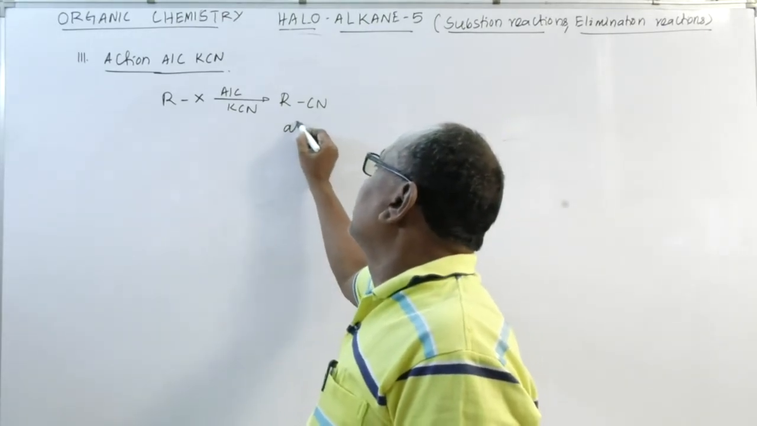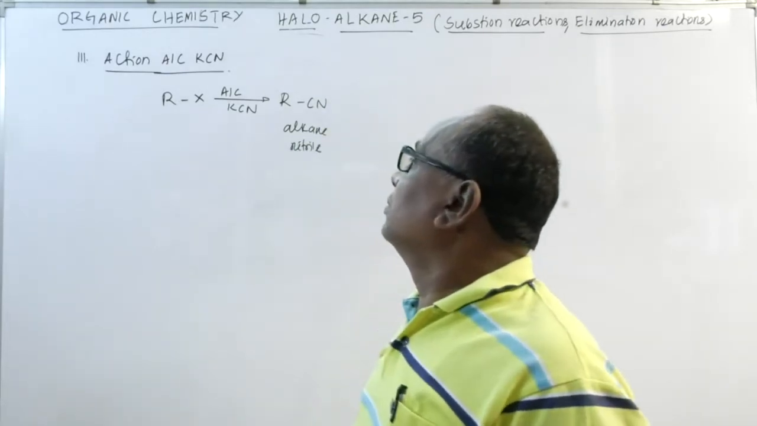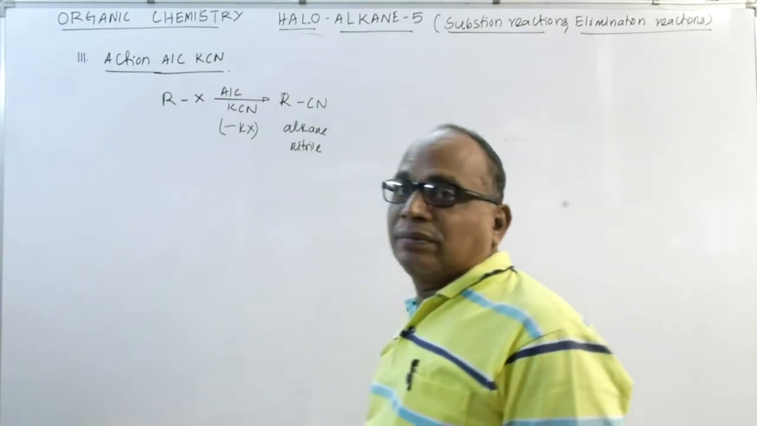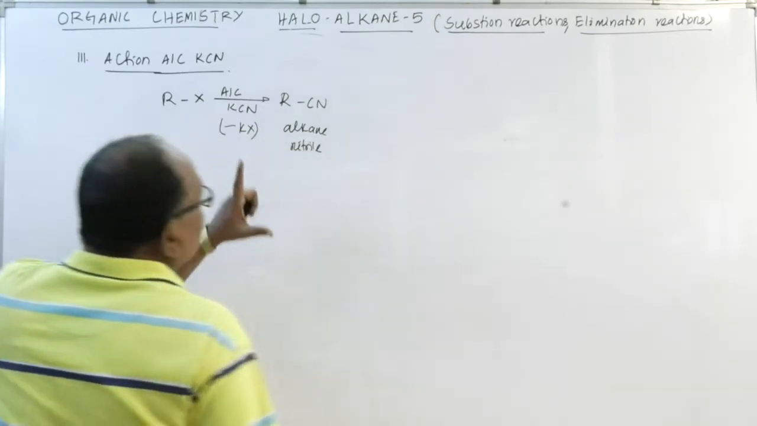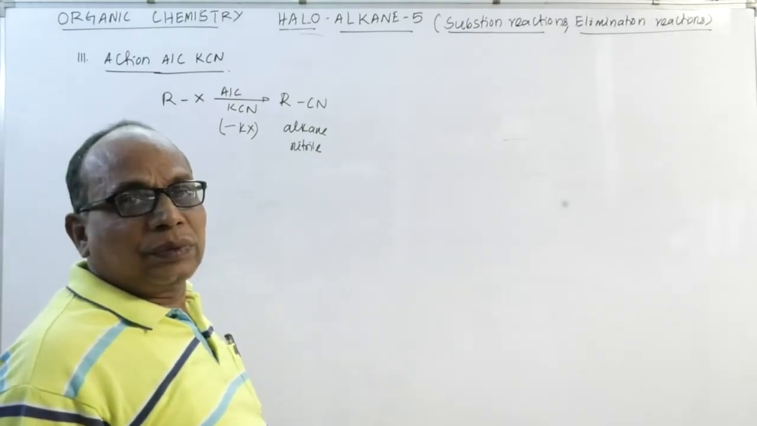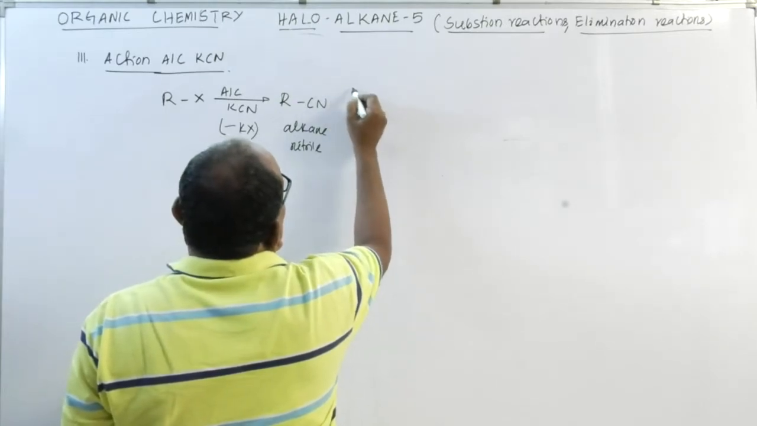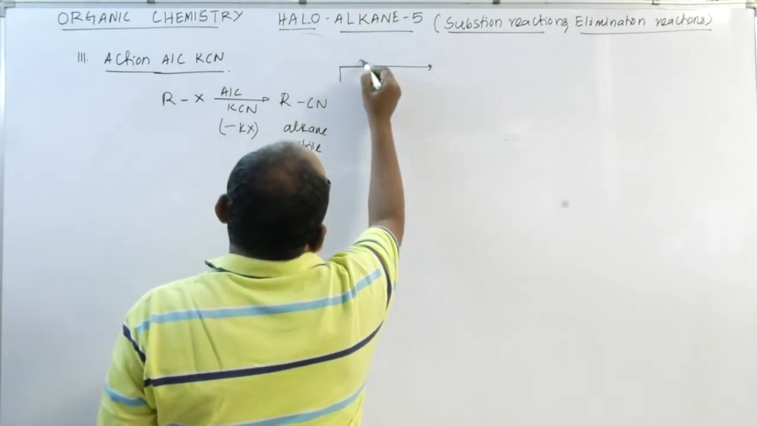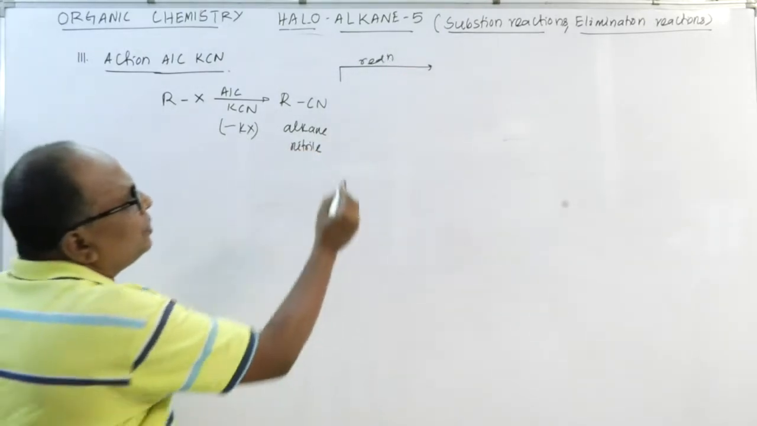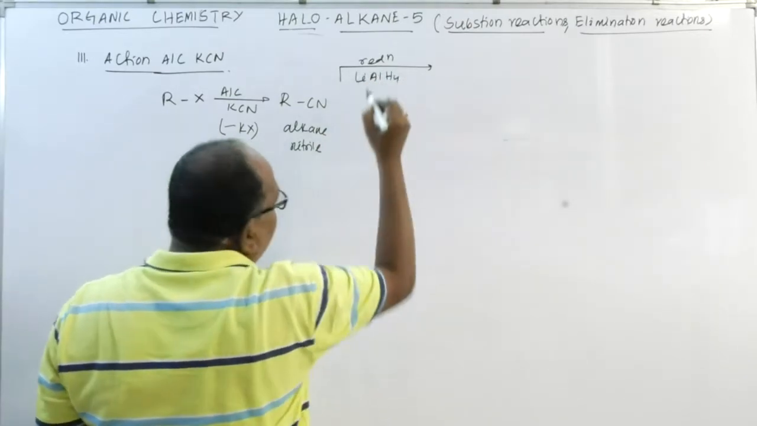This is called alkane nitrile, by losing a molecule of KX. And this alkane nitrile is one of the important compounds. It can be reduced, means addition of hydrogen. Reduction means addition of hydrogen. Suppose you take the reducing agent lithium aluminum hydride.